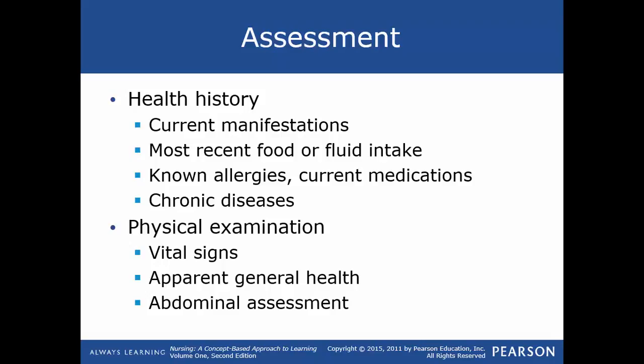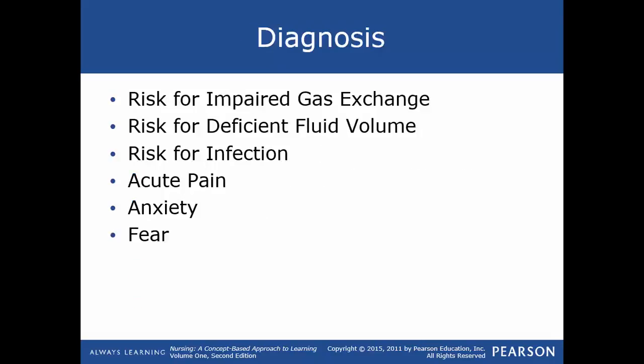Physical examination is going to include vital signs. You also want to include the temperature in that, their apparent general health. Their abdominal assessment should include shape and contour of the abdomen, their bowel sounds, any tenderness to light palpation, and the location of that tenderness. Diagnosis, these are your NANDA diagnoses for nursing. You've got your impaired gas exchange, risk for fluid volume deficit, risk for infection, acute pain, anxiety, and fear.